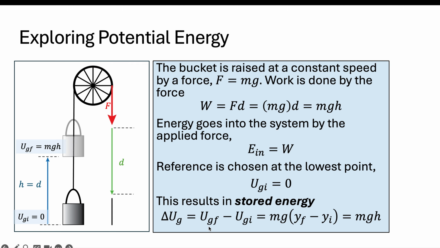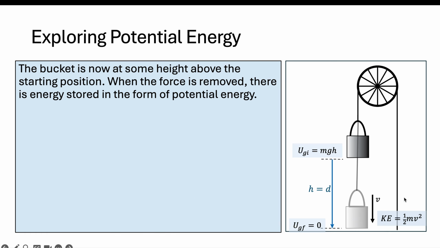So the result is that there is stored energy in this system, and that stored energy is just the final potential energy minus the initial potential energy. And since my final position is h and my initial position is 0, the amount of stored energy is just mgh.